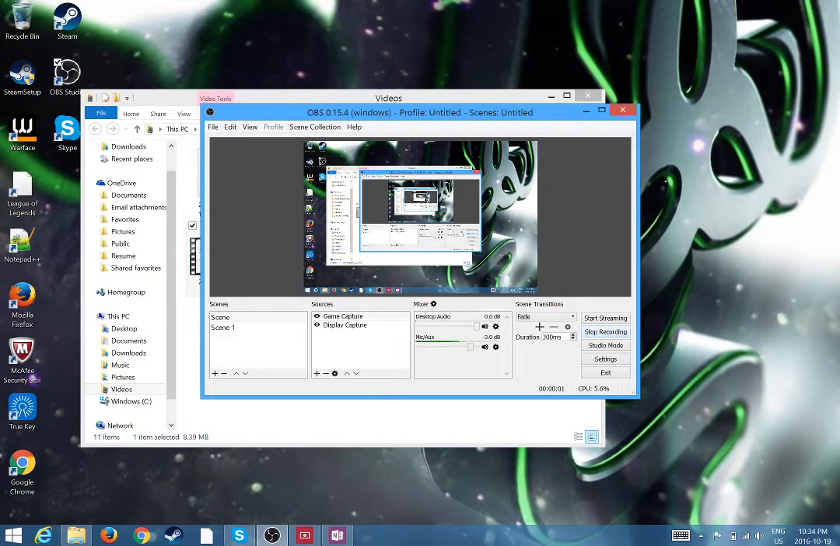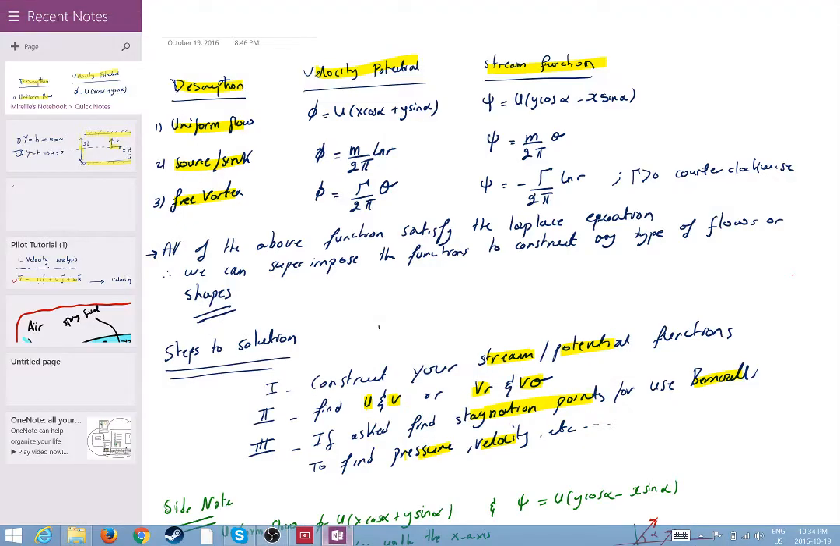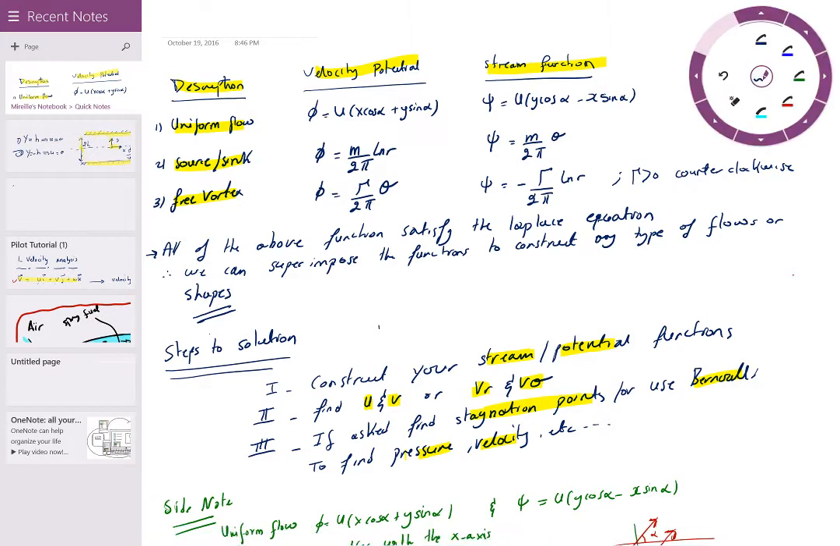Okay, so I received a few emails regarding potential flows and a few questions that you had. So I'm going to go over the topic. I'll solve a few problems, probably 3 problems. Now I will start with a small description, and then we'll go into how to synthesize the problem, or what are the steps to the solution, what kind of questions to expect, and how to solve those problems.